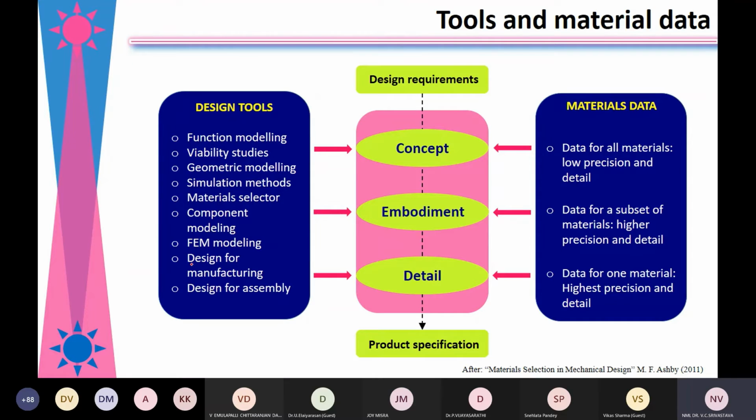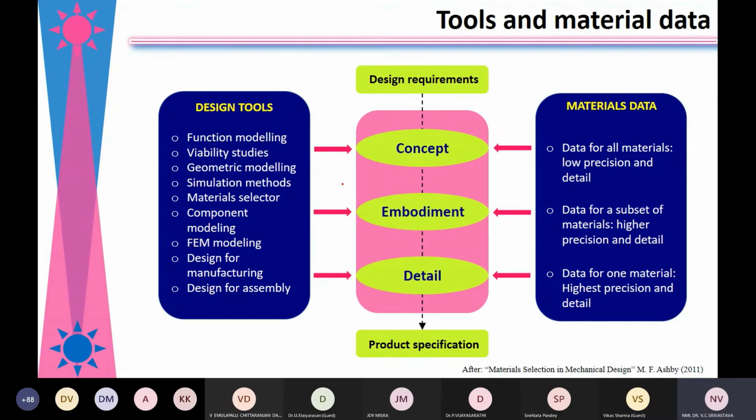Here you see we have designed for manufacturing software, FEM modeling we can do, where we can have component modeling, material selection software we can use, simulation methods we can use here. All the design tools we will have before reaching the product specification, that is, what kind of material it should have, what kind of processes it should have, what are the functions it is going to perform, all those things.